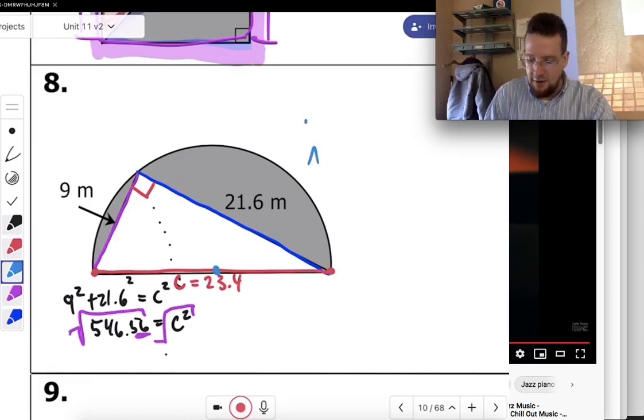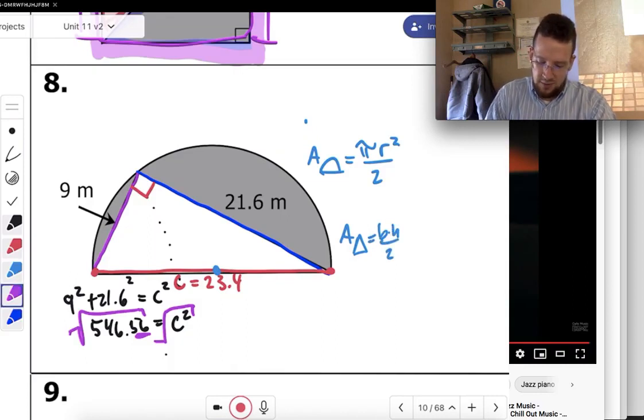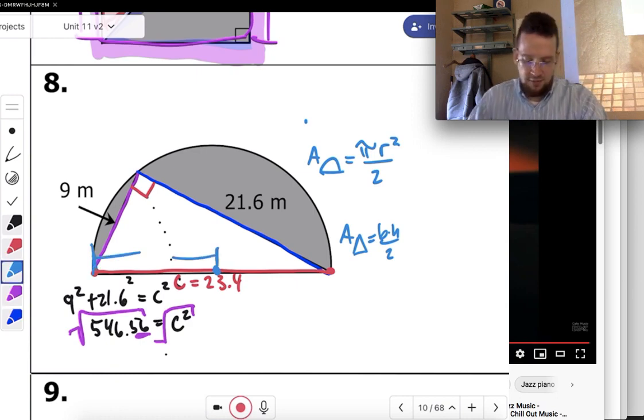But what we still need here is to find the area of a semicircle and the area of a triangle. Semicircle would be pi r squared. That's the area of a circle, so half the circle is going to be divided by 2. And again, this is going to be base times height, and we know that's divided by 2. So what is the radius of the circle? Well, the radius is half of the diameter. What's half of 23.4? It's 11.7.